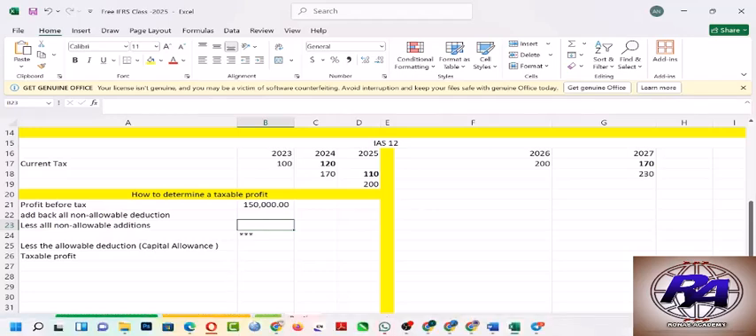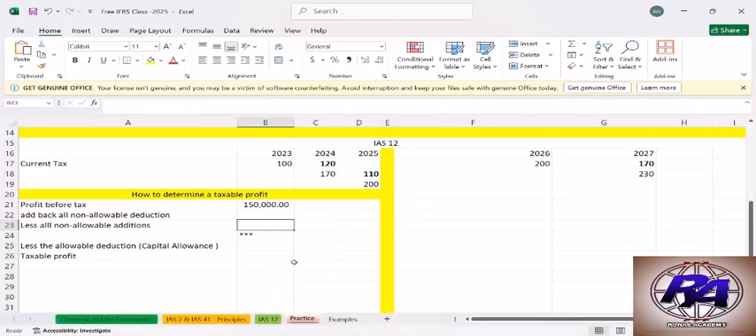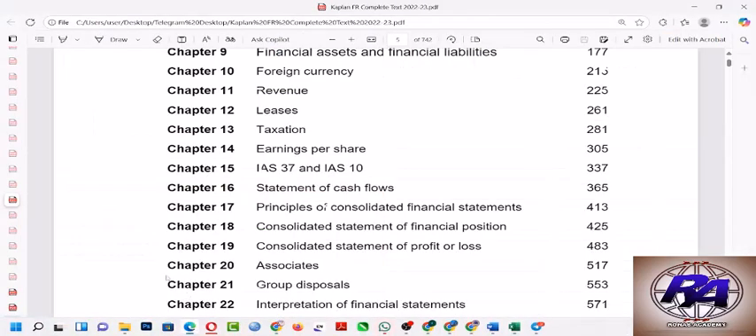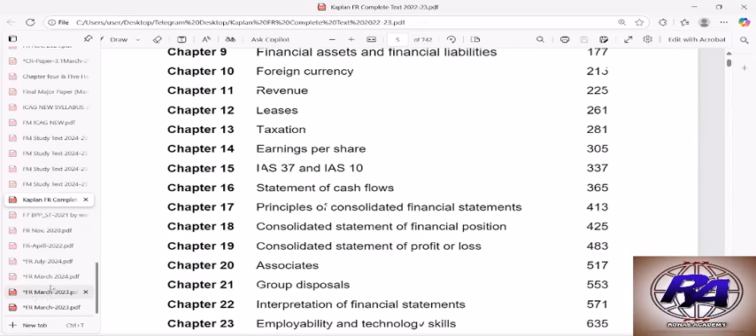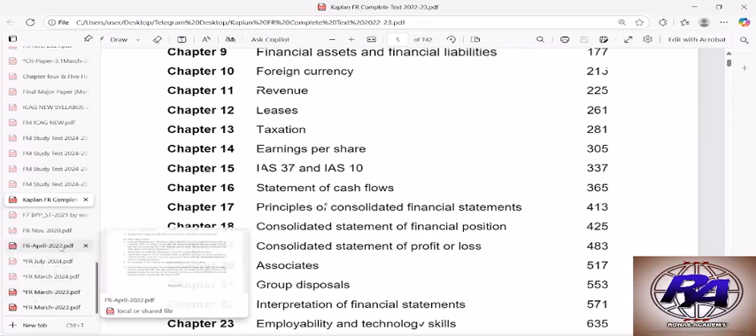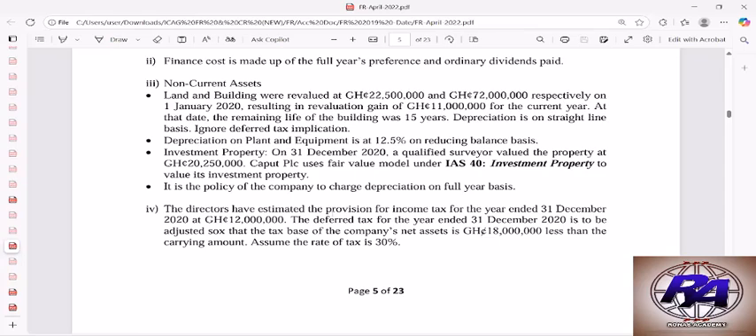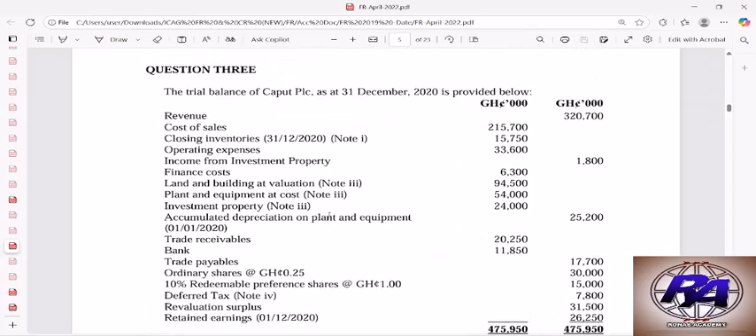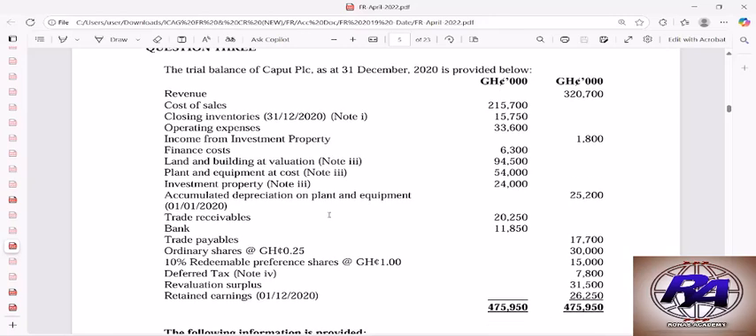So let's take an example. In this example, I'm using the ICAG FR paper, past questions. So let's look at some of them. Let's take, for instance, April 2022. First of all, let's go through the trial balance and see if you see any balance on income tax or current tax. So let's go through.